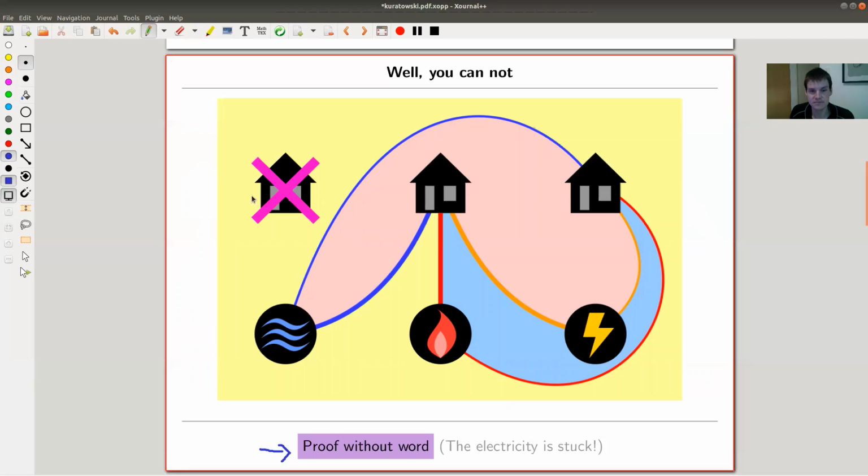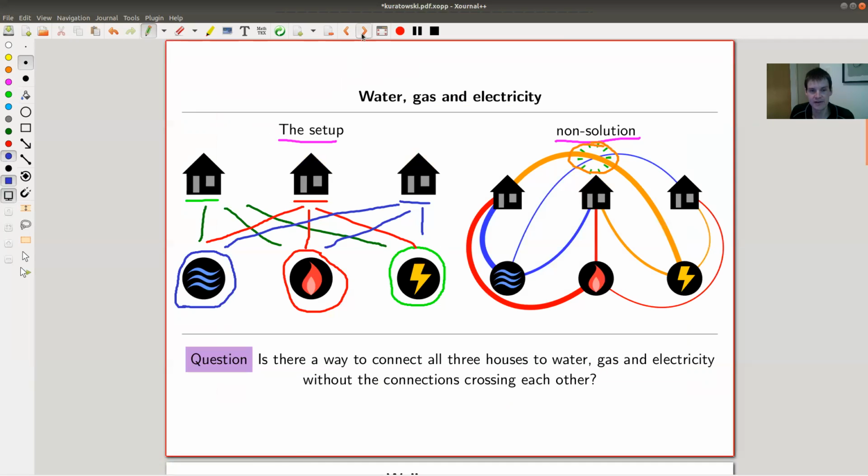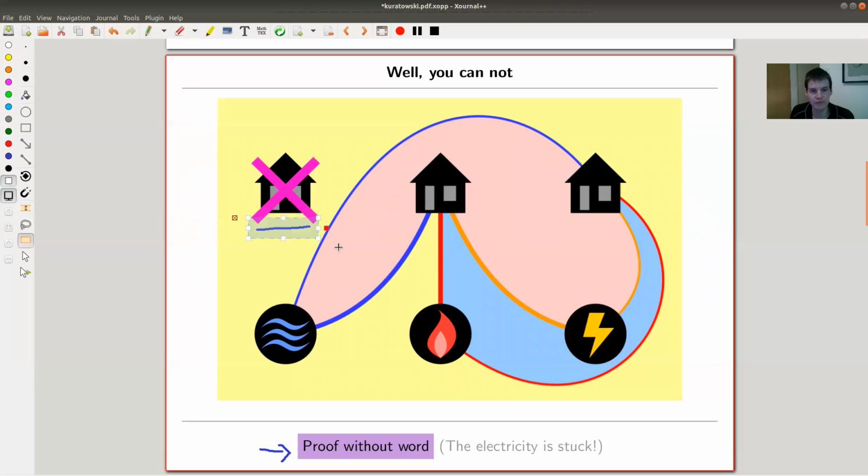Well, the point is, I kind of ignore my house here, which was the green one on the other slide. So I should make it green. So it was the green one on the other slide. And just solve the puzzle for 2 houses and those still water, gas, and electricity.